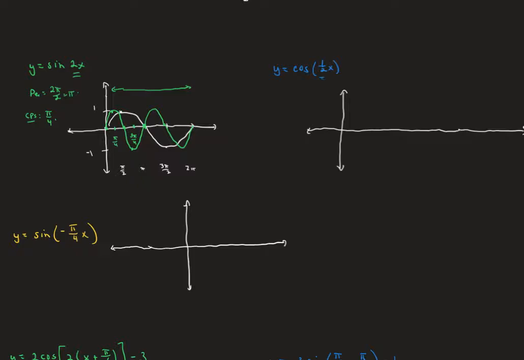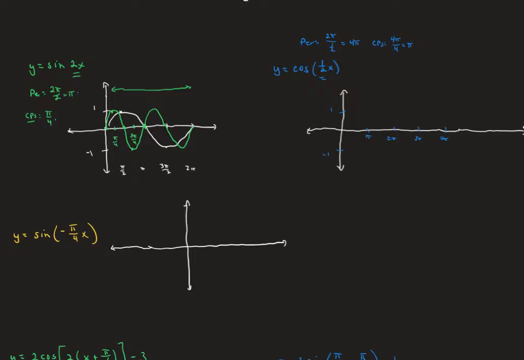Now the 1/2 here is going to stretch things out. So our period is going to be 2 pi divided by 1/2, which is going to make that be 4 pi. So much wider, much slower. What I call critical points are going to be every fourth of a period. So that's going to tell me where to put the tick marks. So I'm going to mark pi, 2 pi, 3 pi, and 4 pi. And there's going to be 1 and -1.